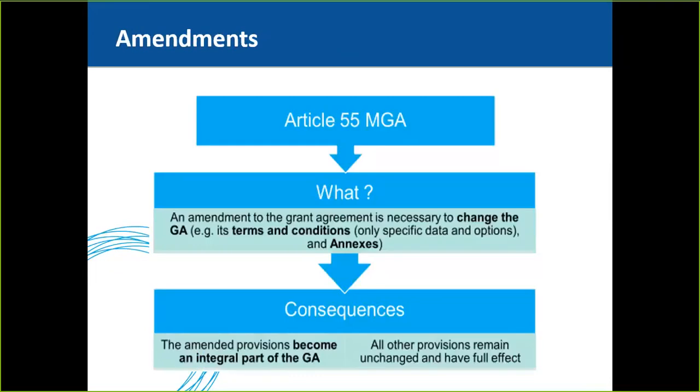So amendments, yes, amendments can happen, and Article 55 of the Model Grant Agreement allows for an official amendment to happen. Amendments actually happen quite often in projects, although you might not envisage to have amendments at the beginning, especially if the project is long, with long duration, let's say above 2 years. It's very often that amendments can occur.